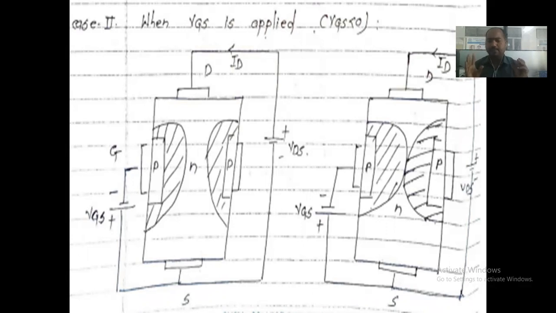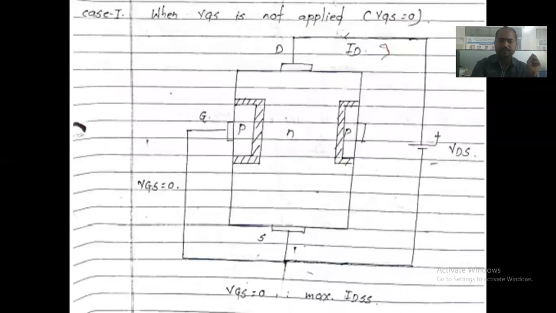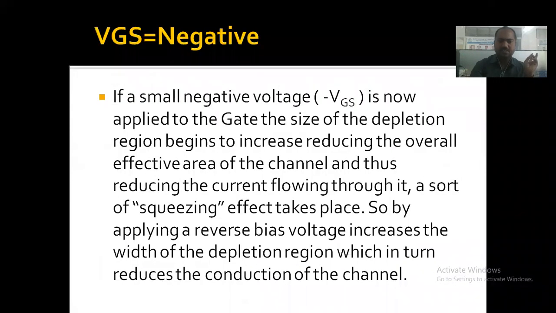Due to the smallest depletion layer, the area for the traveling of electrons coming from the source is more, right. So in that case, a large amount of current flows through the device. That current is called the drain current, and that largest amount of current has a particular value, which is IDSS. Okay, see, this is the thing.